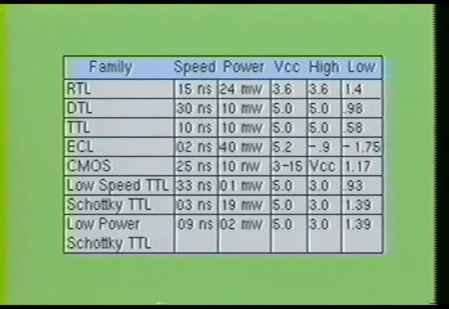There are many different types of logic families, each having its own particular characteristics. When designing these logic circuits, there is always a trade-off between switching speed and the power consumed. Notice, for example, that the emitter-coupled logic family is the fastest of the logic groups. It has a switching speed of only 1 to 2 nanoseconds, yet it will consume 40 milliwatts of power. Whereas the CMOS logic family has a switching speed of 25 nanoseconds and only consumes 10 nanowatts of power.